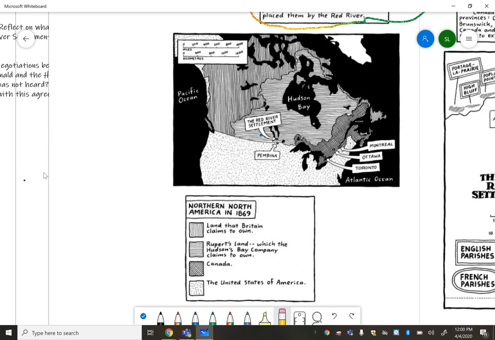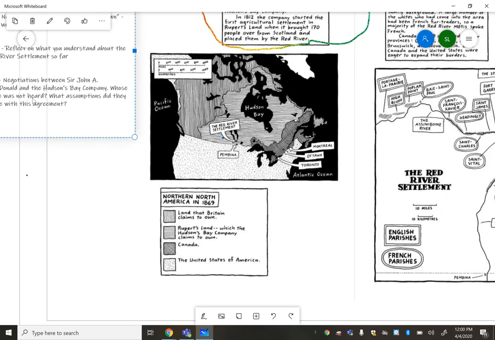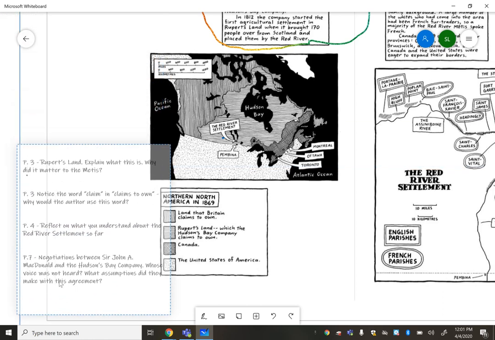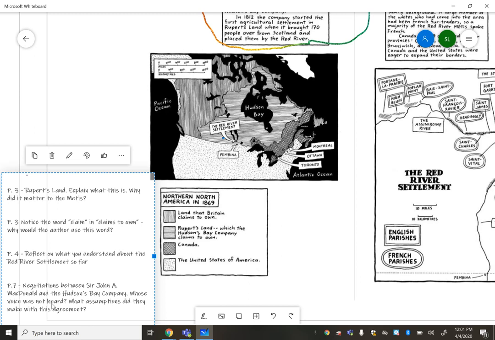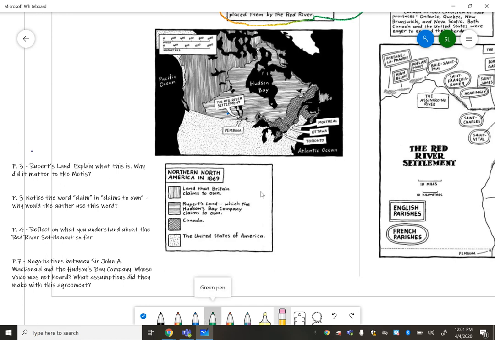Okay, so let's go back to our question now. Our question was this. On page 3, Rupert's Land. Explain what this is. Why did it matter to the Métis? So there's some inference here. Let's take a look at this map one more time. Rupert's Land is all of this area here with the sideways stripes. Now, if we look at where the Red River settlement is, it is in Rupert's Land.